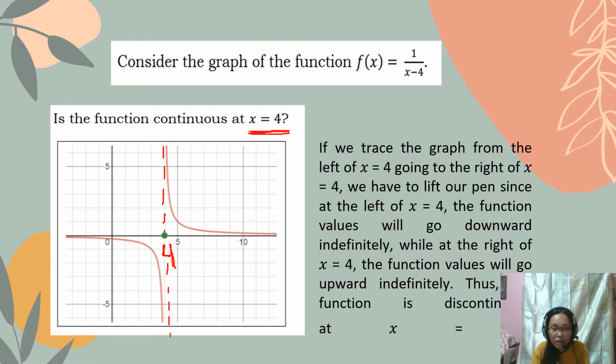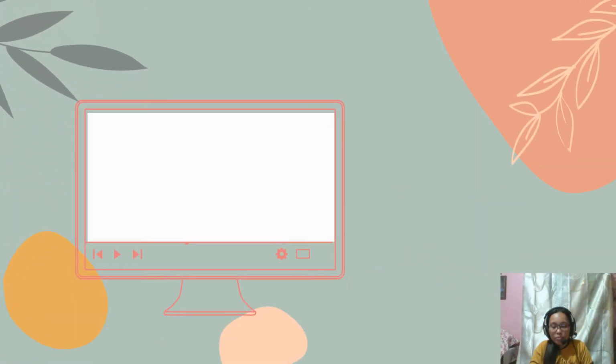discontinuous. Another is they do not have the same value. Right? Here, it goes downward toward negative infinity, while the other one goes to positive infinity. Okay? So I hope you understand this one. We have already investigated the graphs, right? So let's go back.